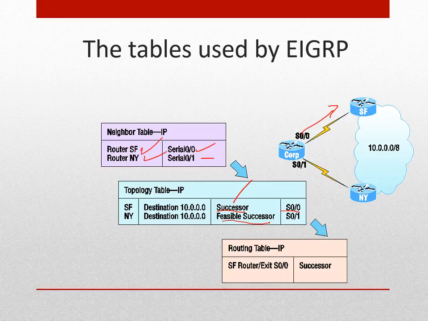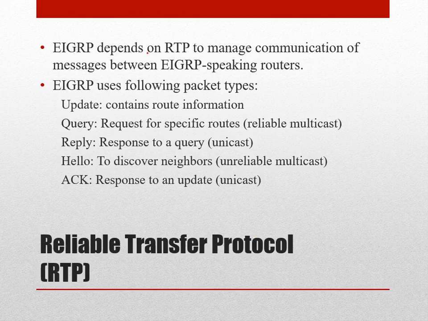A feasible successor is a backup. It would work, but it's not as good as the other one, which means that if this interface went down, for instance, it would automatically look into the topology table and say, hey, I have a feasible successor route. Let's just go ahead and use that one. And then in the route table, the serial 0/0 route is going to be the successor or the successful route.